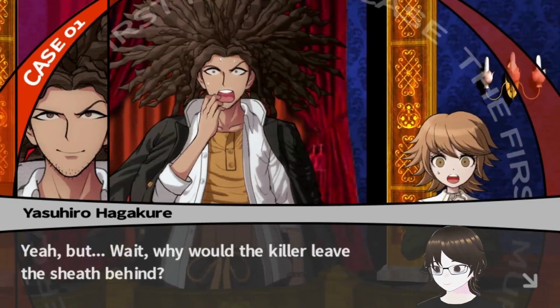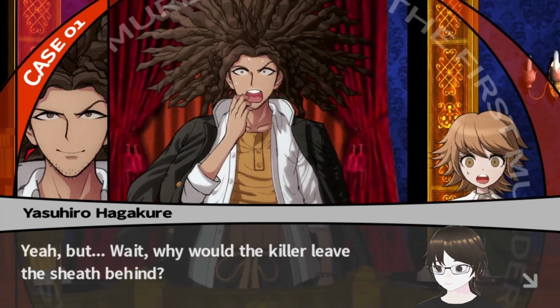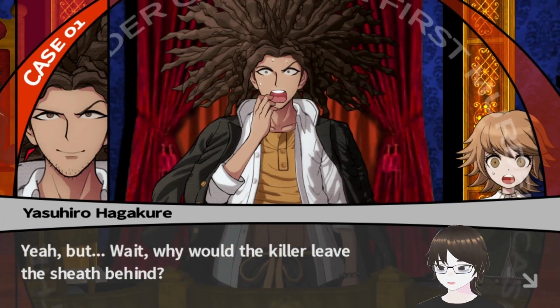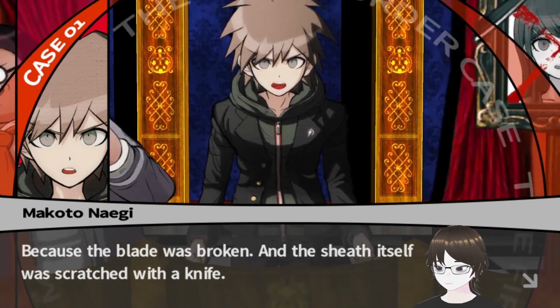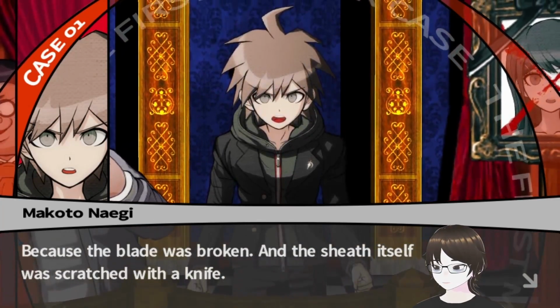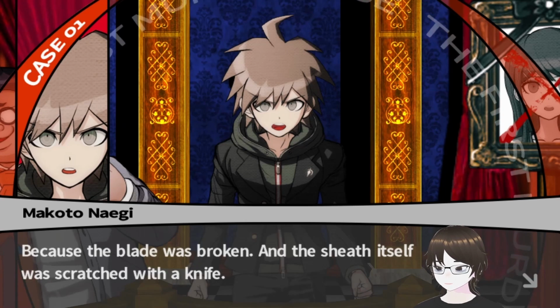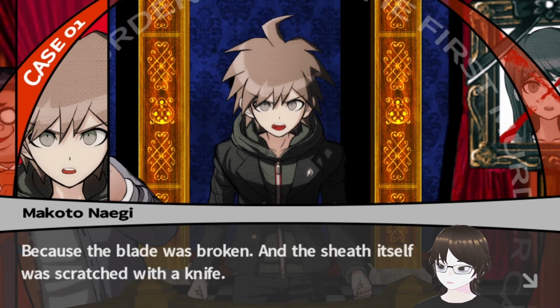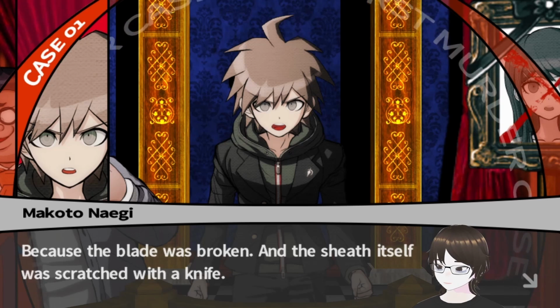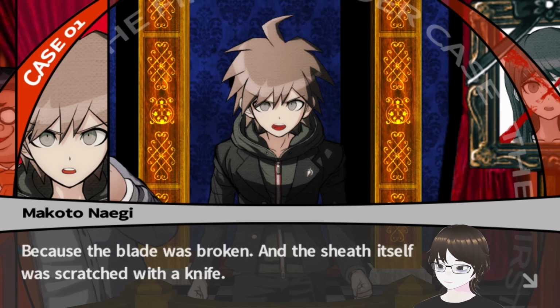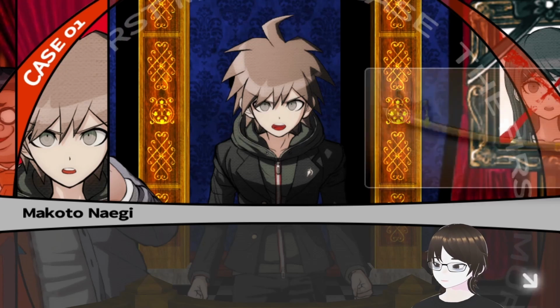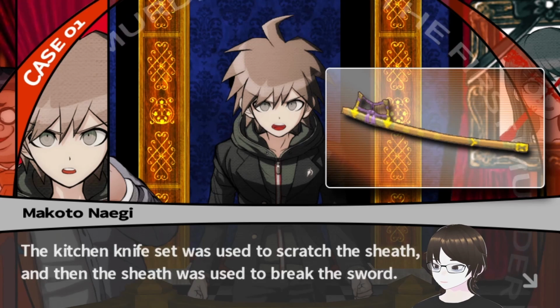Yeah, but wait, why would the killer leave the sheath behind? If the killer was getting rid of evidence, that would include the sword as well. Because the blade was broken, and the sheath itself was scratched with a knife. Well, maybe it was weak because it was a replica, but still, I wouldn't think you'd be able to break it without significant effort. Or like a really good swing or something.